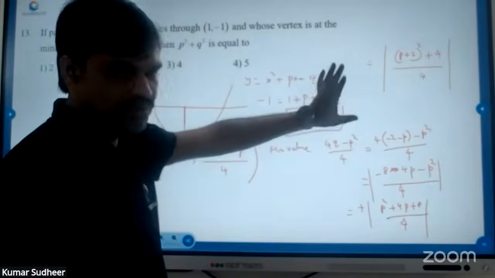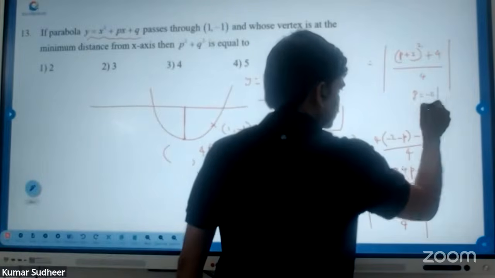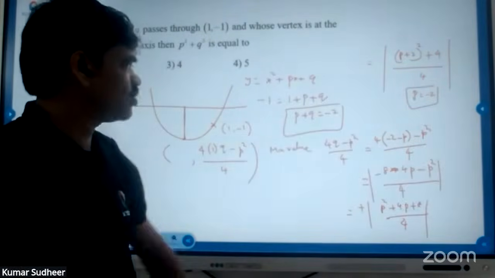I want this to be minimum. When this will be minimum, p plus 2 should be 0. That means p equal to minus 2. P equal to minus 2, the value will be minimum. So we got the p value.